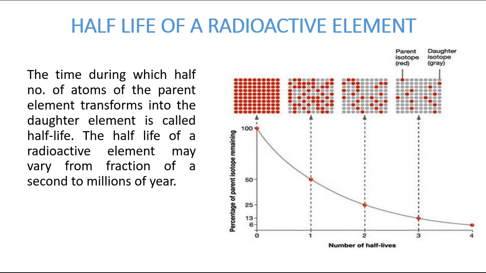In the figure you can see the first half-life is represented in the second box, in which you have fewer red atoms, which show the parent nuclei, and the gray atoms are the daughter nuclei. In the second arrow, which is the second half-life of the material, you have fewer parent nuclei and more daughter nuclei. So the material is usually transformed into daughter nuclei after some number of half-lives.